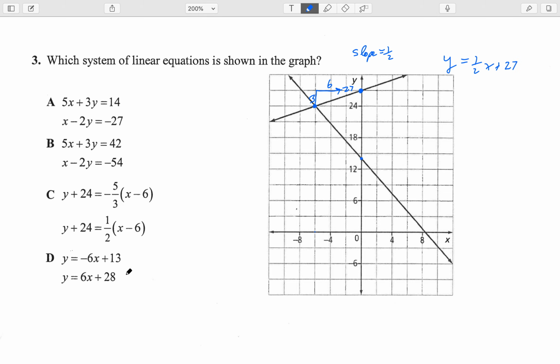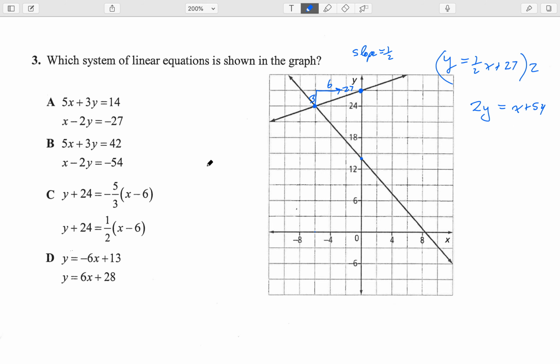Now, is that one of them? I don't see. It could be this one, but they don't have the half. Let's see. There's no half. I don't see a half. What if they doubled everything? Times 2. So you get 2y is equal to 1x plus 54. Ooh, that's close. 2y is equal to 1x plus 54.